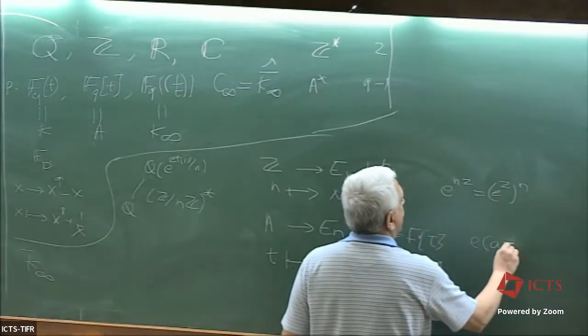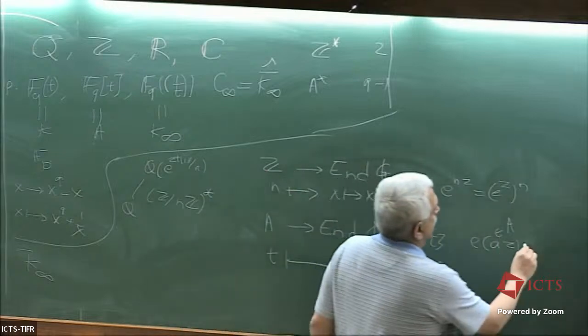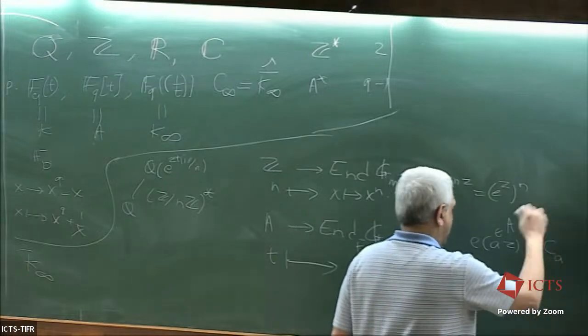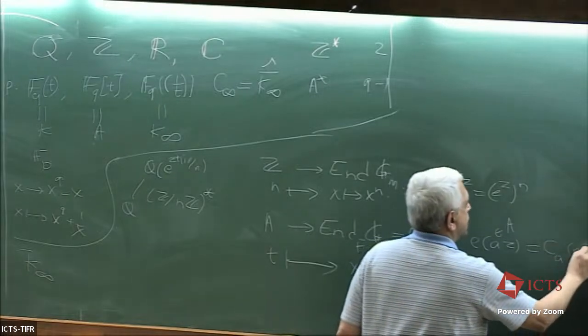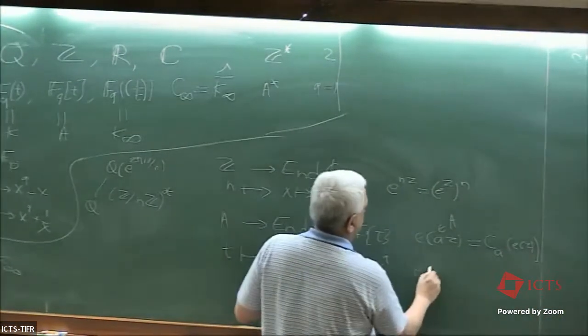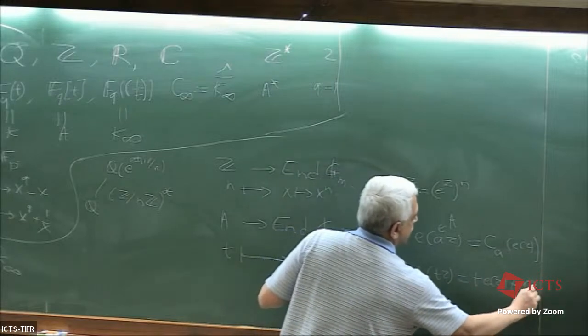Now it's the action of any polynomial in A. This turns out to be a polynomial, a Carlitz polynomial or Drinfeld polynomial in E(Z). So there are functional equations like that. So in particular, E of TZ would be T of E(Z) plus E(Z) to the Q.